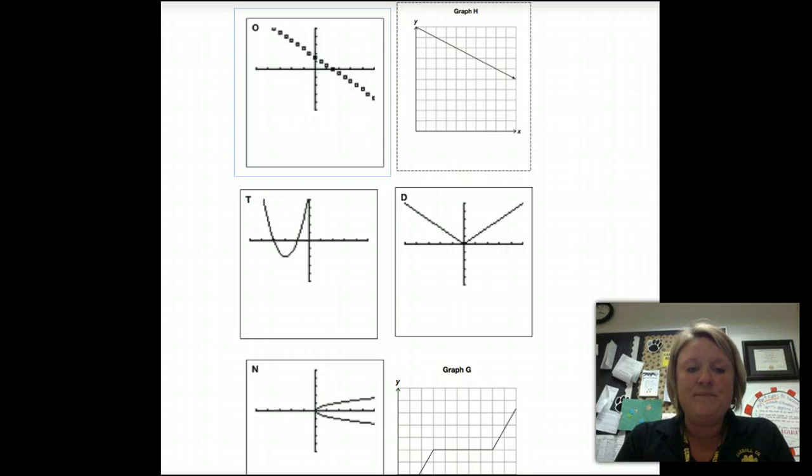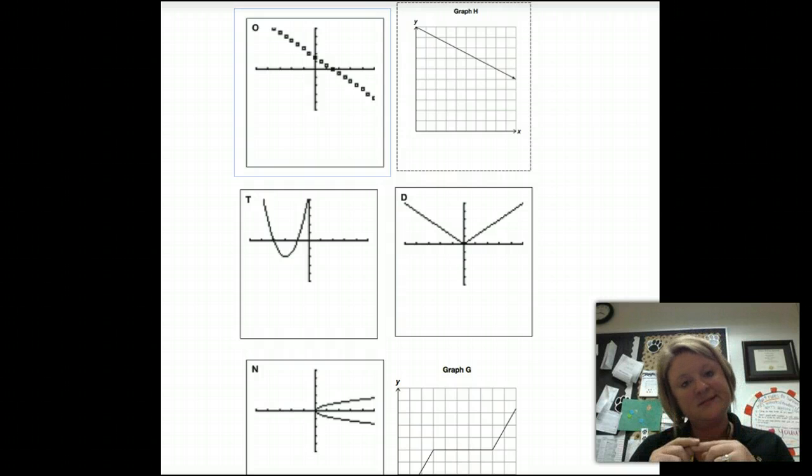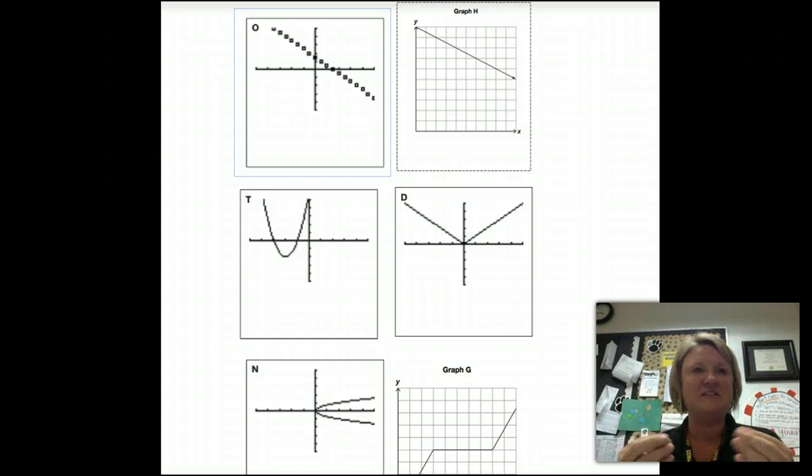Graph O is made up of a bunch of dotted lines. That means that the space between the dots is not a solution. Only the dots are solutions. The way I explain that today, it's kind of like thinking about rational numbers versus integers. Integers are all of the positive and negative whole numbers, 3, 2, 1, 0, -1, -2, -3. It doesn't include anything between 1 and 2. It doesn't include anything between 2 and 3.